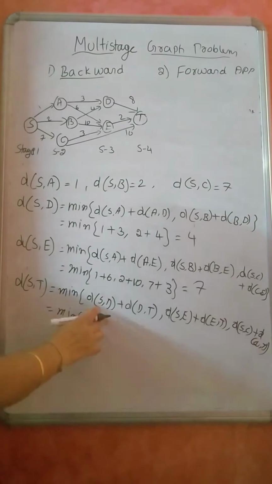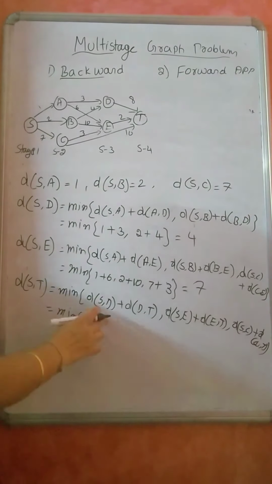Now distance from S to E, 7 plus E to T, 2. Now distance from S to C, it is the direct distance, 7 plus 10. Which is the minimum among these? 9 is the minimum. So the same thing we got as what we got for the backward approach.